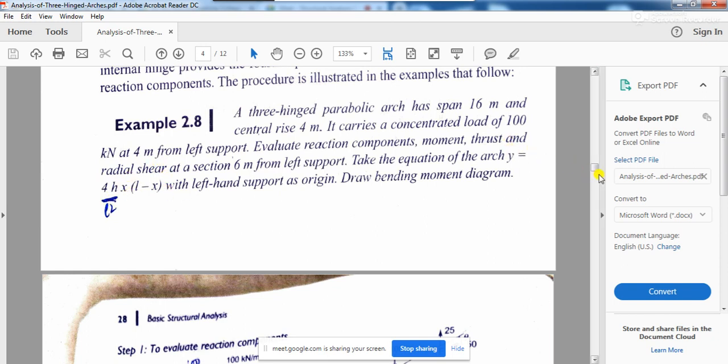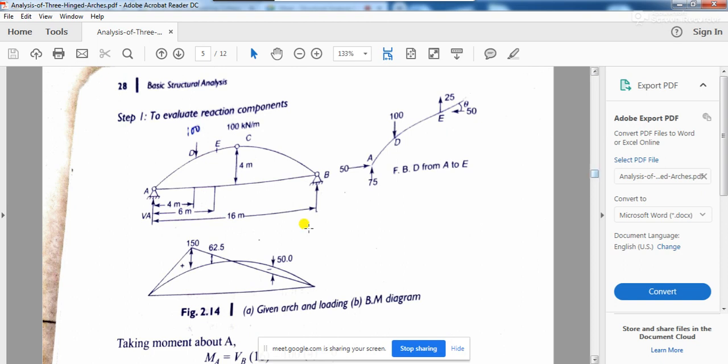And for this arch, there is a point load at a distance of 4 meter from the left hand support, and you are asked to find out the values of bending moment and other things at this point E, and also the complete bending moment diagram of this arch.